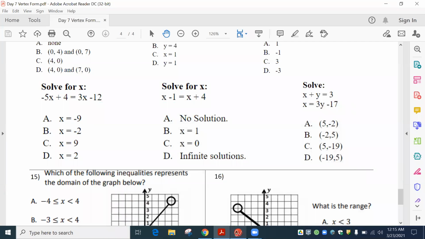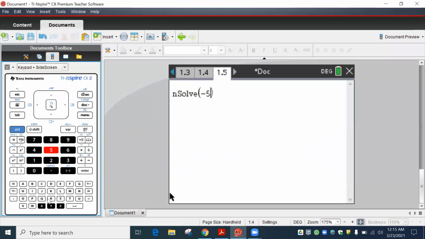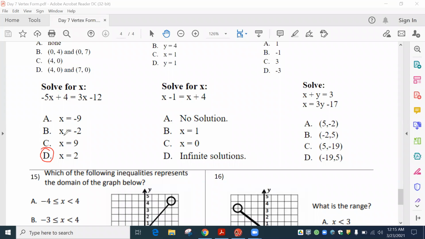So this is -5x. So minus 5x plus 4 equals 3x. And then minus 12. And then we're not done. If you hit enter, it's not going to work, because to finish out, we got to put comma x, and then it will work. We get an answer of 2. All right.